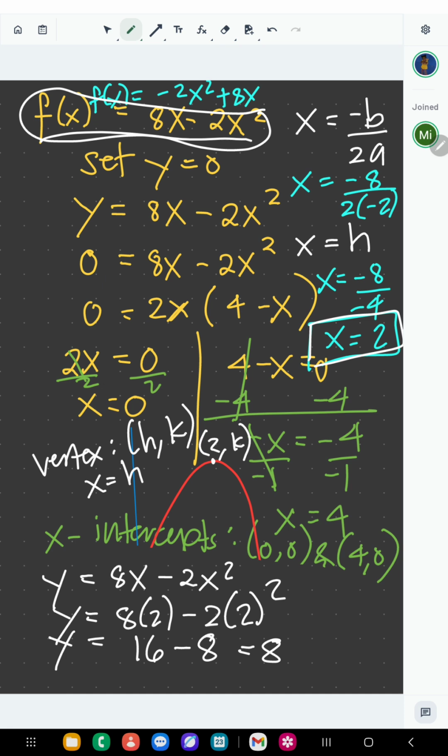So the y coordinate of the vertex is 8. Therefore, the vertex here is (2, 8). Yeah, you got that? Okay, we move on to the next one.